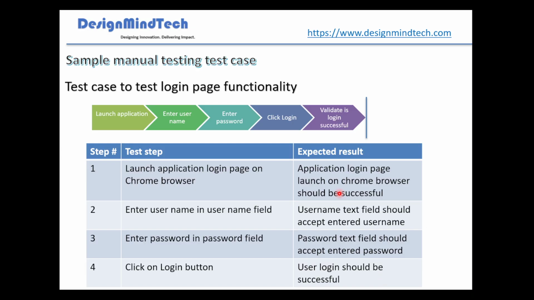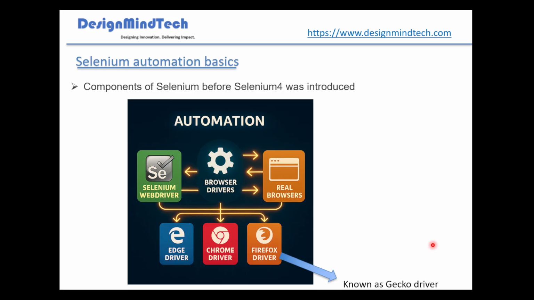So we are going to the next slide now, where we are going to understand what test automation is and the different components of Selenium. Basically, friends, Selenium is an open source automation tool that can be used with any of the programming languages like Java, Python, C Sharp, Ruby. So Selenium supports any of the programming languages well.